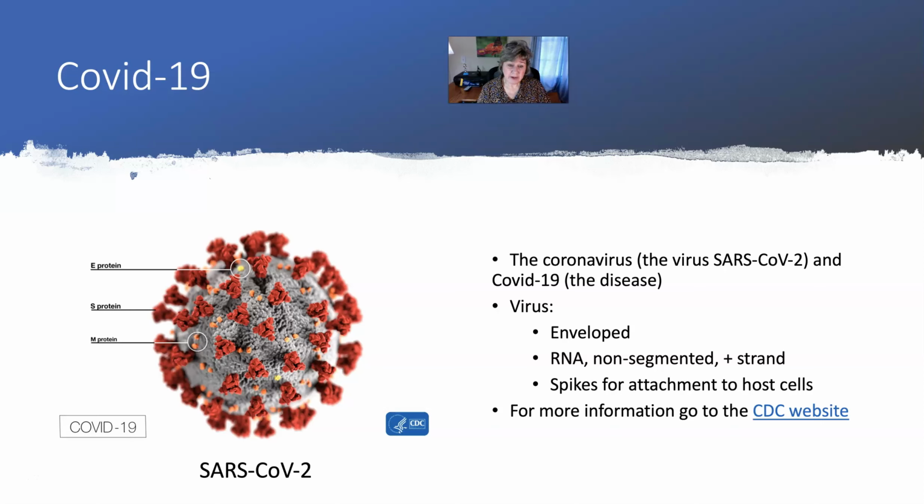Here's a picture of the virus from the CDC website. The CDC website is a very good source for information. Well, what is this virus like? It is an enveloped virus, and that tells you that it picks up some of your membrane on the way out of your lung cells or wherever it is. So it's surrounded by a membrane, and this is actually a good thing because this means that alcohol-based hand sanitizers can destroy it because alcohol disrupts that membrane.